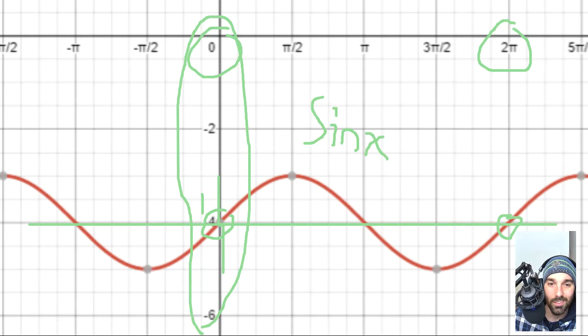You know what? X is so boring. Ah, that's not what I meant to do. Okay, there we go. So sine of x is so boring. Let's do sine of theta. Ooh, terrible theta. And then minus 4.